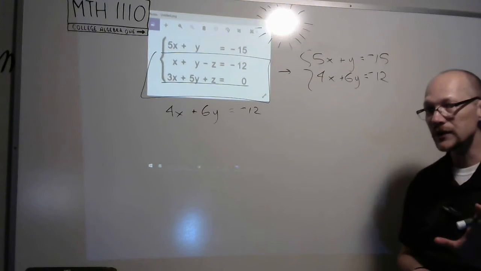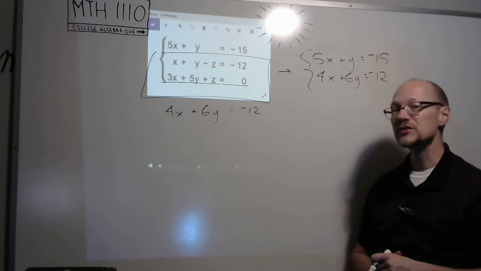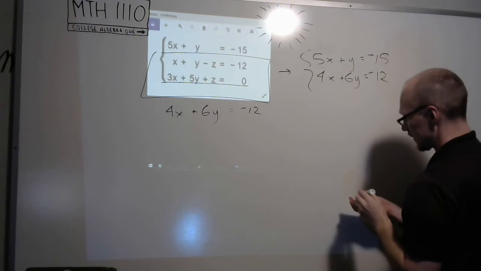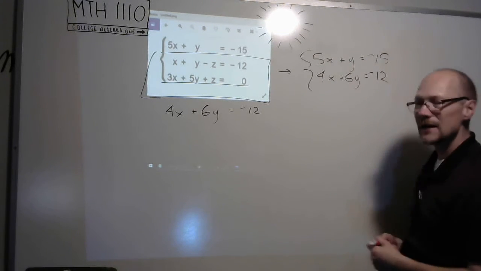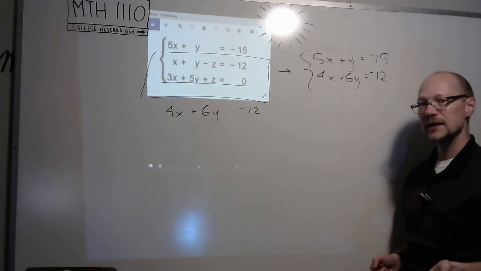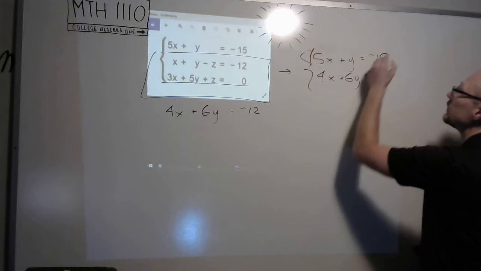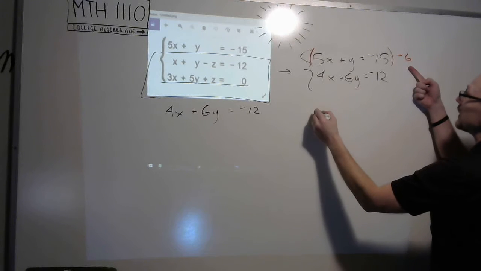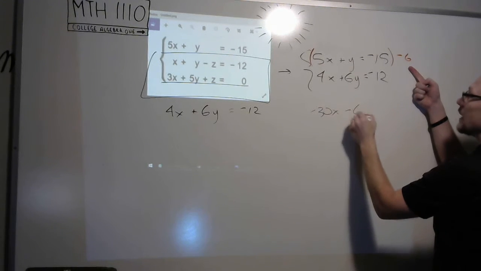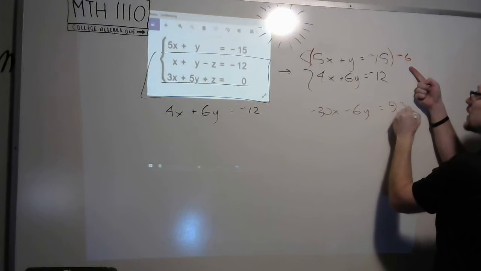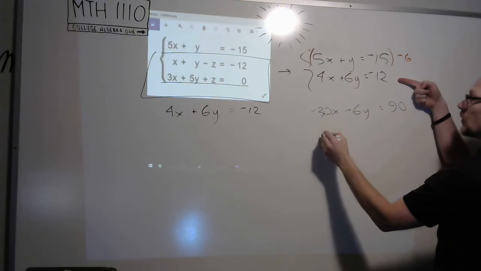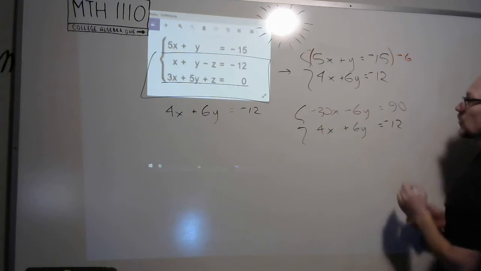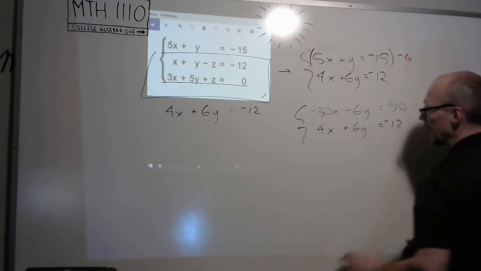So let's look at this and see which variable makes sense to get rid of. It makes sense to get rid of the y, because this y is all by itself. So I'm going to multiply this top equation by what? What would I multiply the top equation by so that it cancels out nicely? Negative 6. So I multiply this top equation by negative 6. My system is going to be negative 30x minus 6y equals positive 90. And the second equation stays the same: 4x plus 6y equals negative 12. And now I can combine these together.